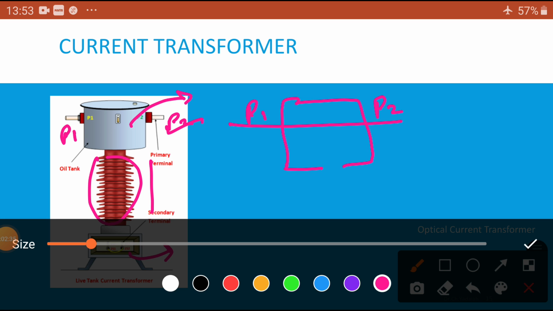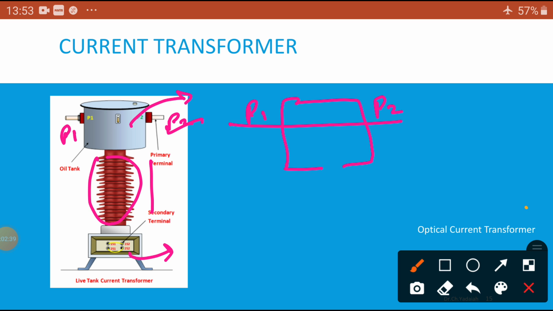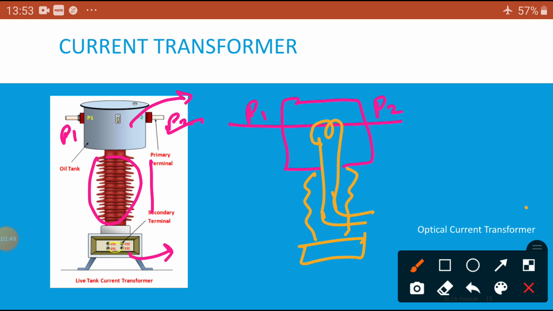And here the secondary is connected. It is placed in an insulation base and connected to the terminal. This is given to our metering purpose or protection purpose.